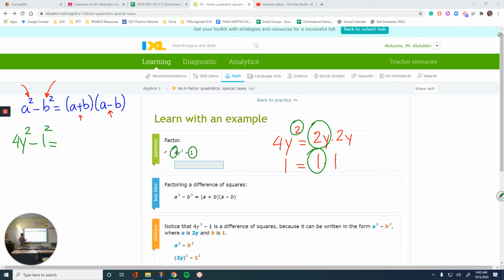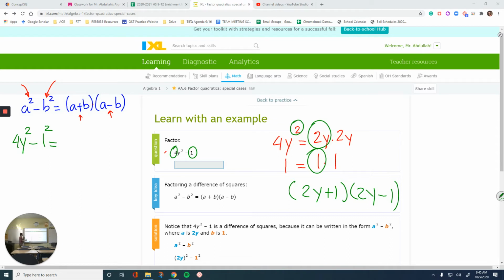But the problem with this, by the way, the answer is going to be 2y plus 1, 2y minus 1. But let me show you another way. You might like that method better. It's up to you, whichever you want to use, but I want to show you another method as well.